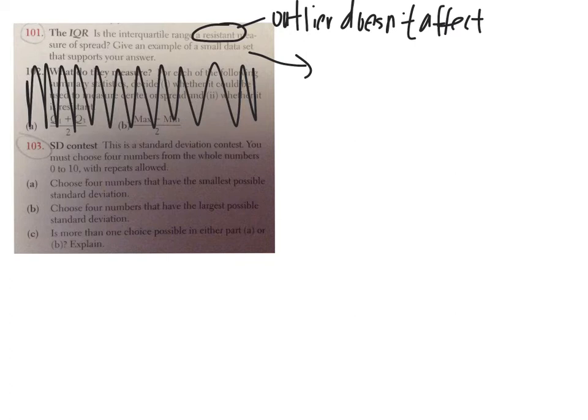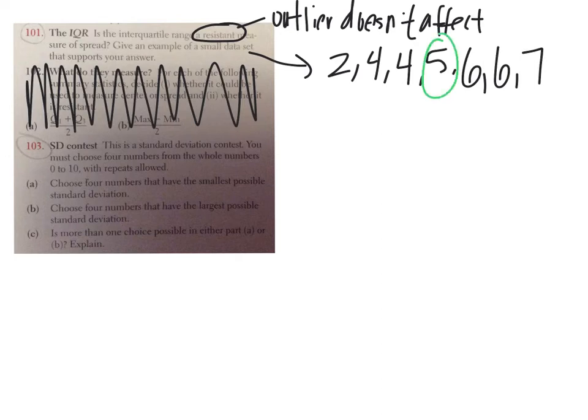So let's do something small. Let's say that I have 2, 4, 4, 5, and 6. I might actually add a couple more numbers to this. Let's say then I have 6 and 7. Trying to make it easy. So right now, the median would be 5. Q1 would be 4. Q3 would be 6, because 6 is in the middle of the upper half and 4 is in the middle of the lower half. So the IQR would be 6 minus 4, which is 2.